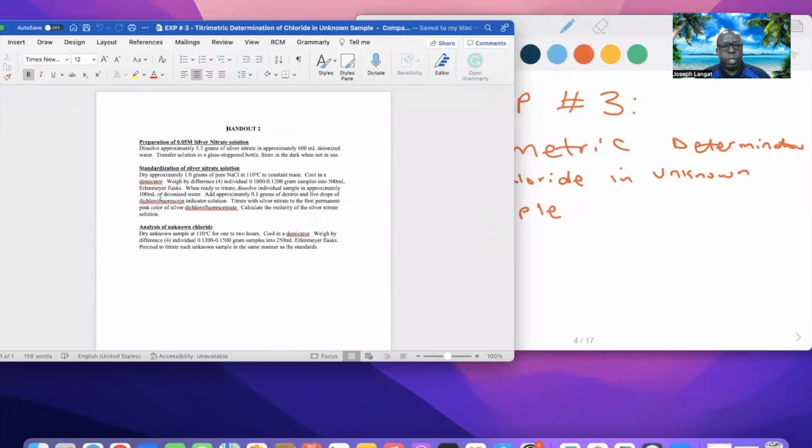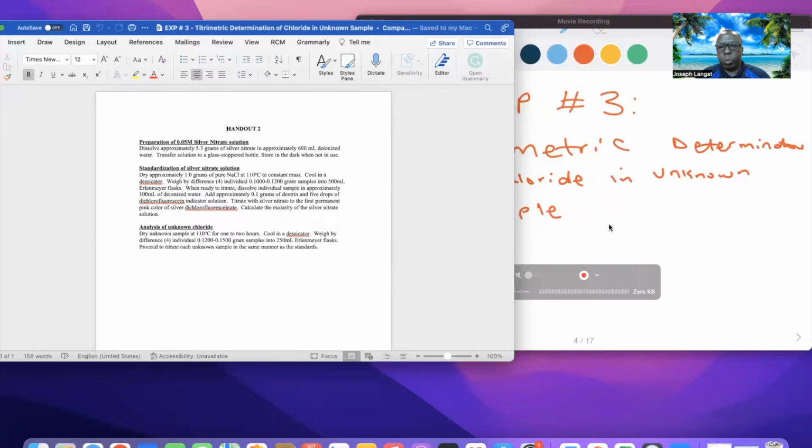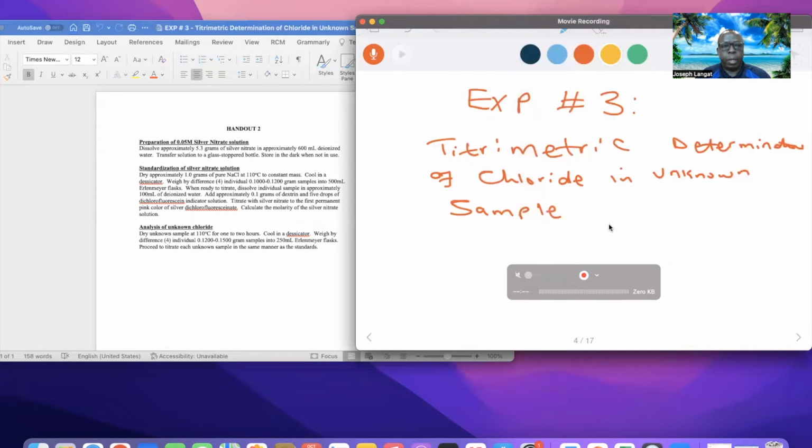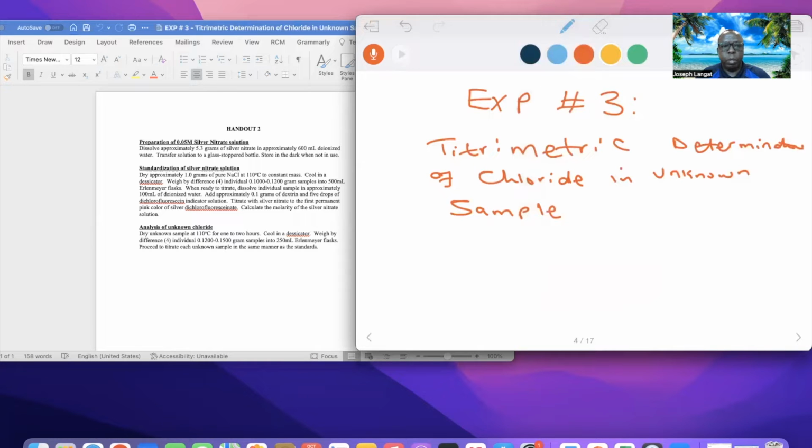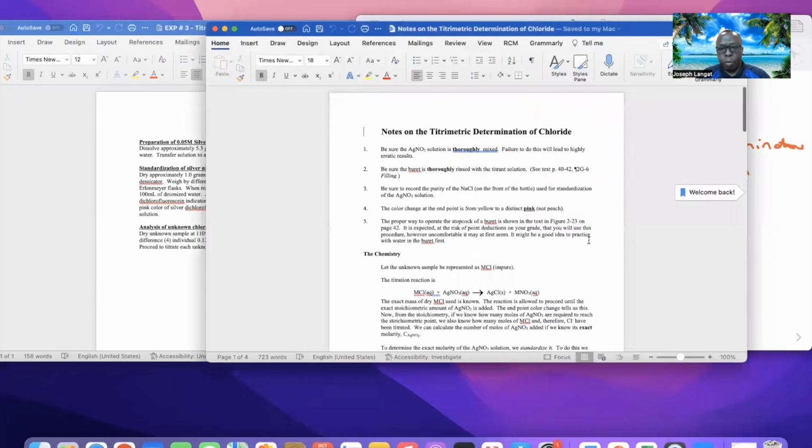Now, these are the three main sections in the lab: preparation of 0.05 molar silver nitrate, where I gave you a sample which you dissolve in a 1 liter glass-stoppered bottle, and then standardization of the prepared 0.05 silver nitrate, and the analysis of the unknown. I'll have another document with the notes and how to proceed with determination of the mass percent.